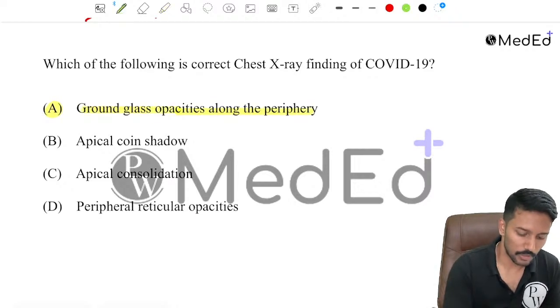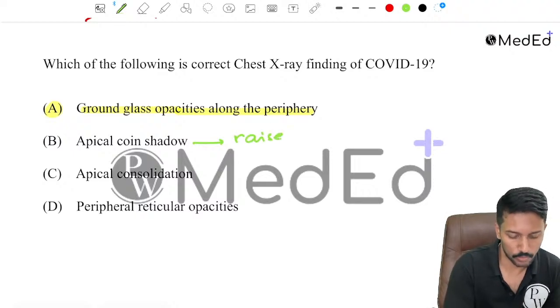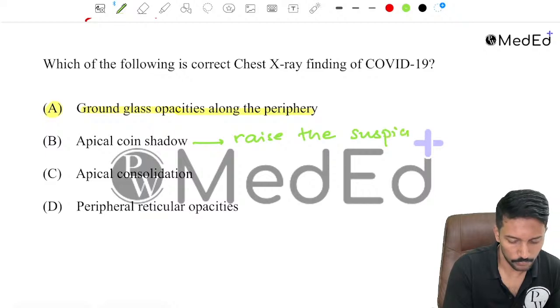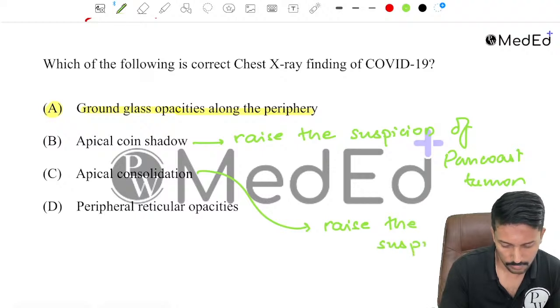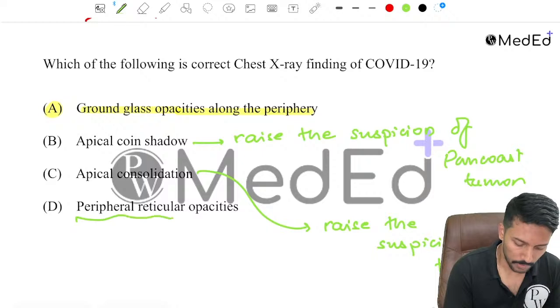Right. So apical coin shadow should raise the suspicion of a Pancoast tumor, right? Apical consolidation should raise the suspicion of TB, right? Peripheral reticular opacities should raise the suspicion of idiopathic pulmonary fibrosis.